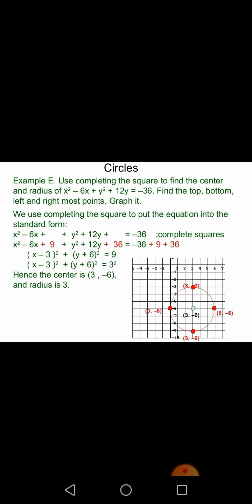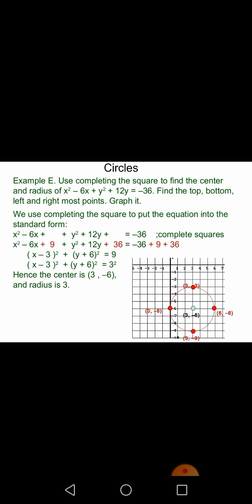How can I get this? The center is h and k. I will remember the standard form, x minus h. So here x minus 3, so h will be 3. Okay, what about k? Here it is y minus k, but here we have y plus 6. That means two negatives make a positive, so it is y minus negative 6. So k is negative 6, right? So the center is 3 and negative 6.